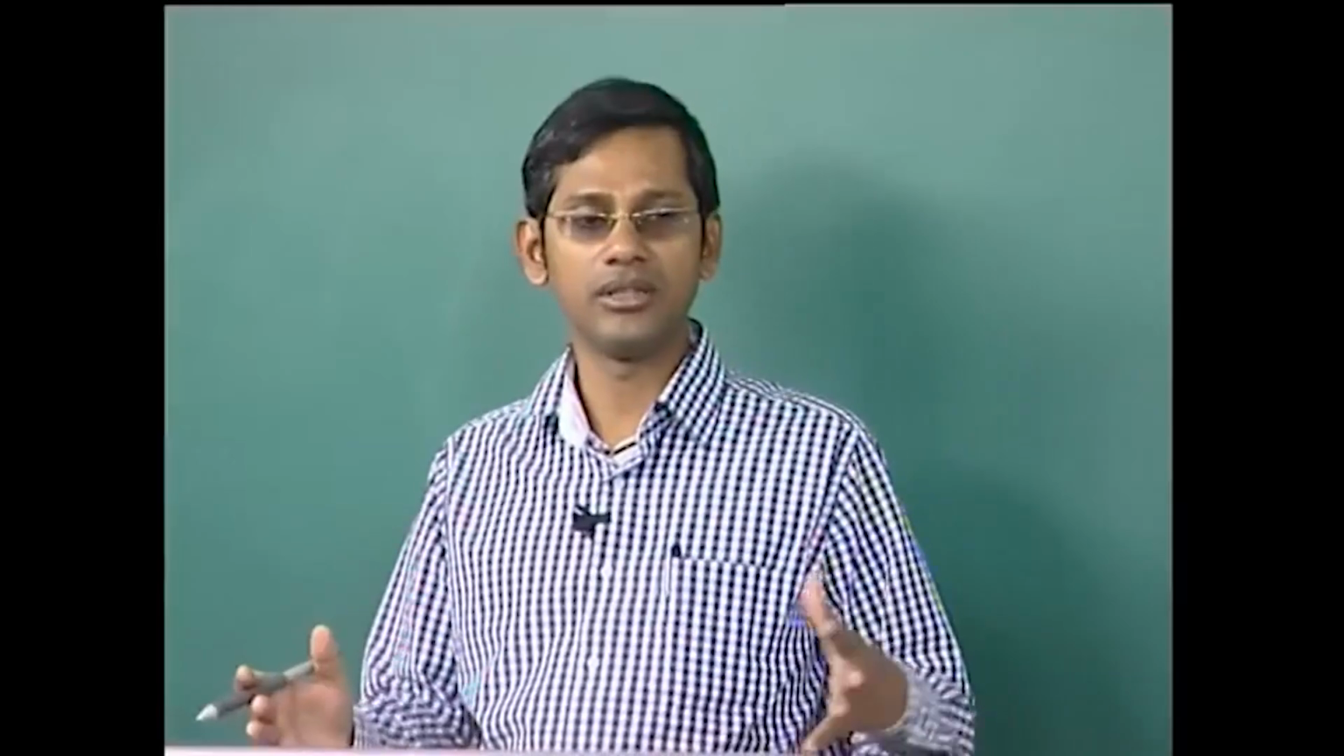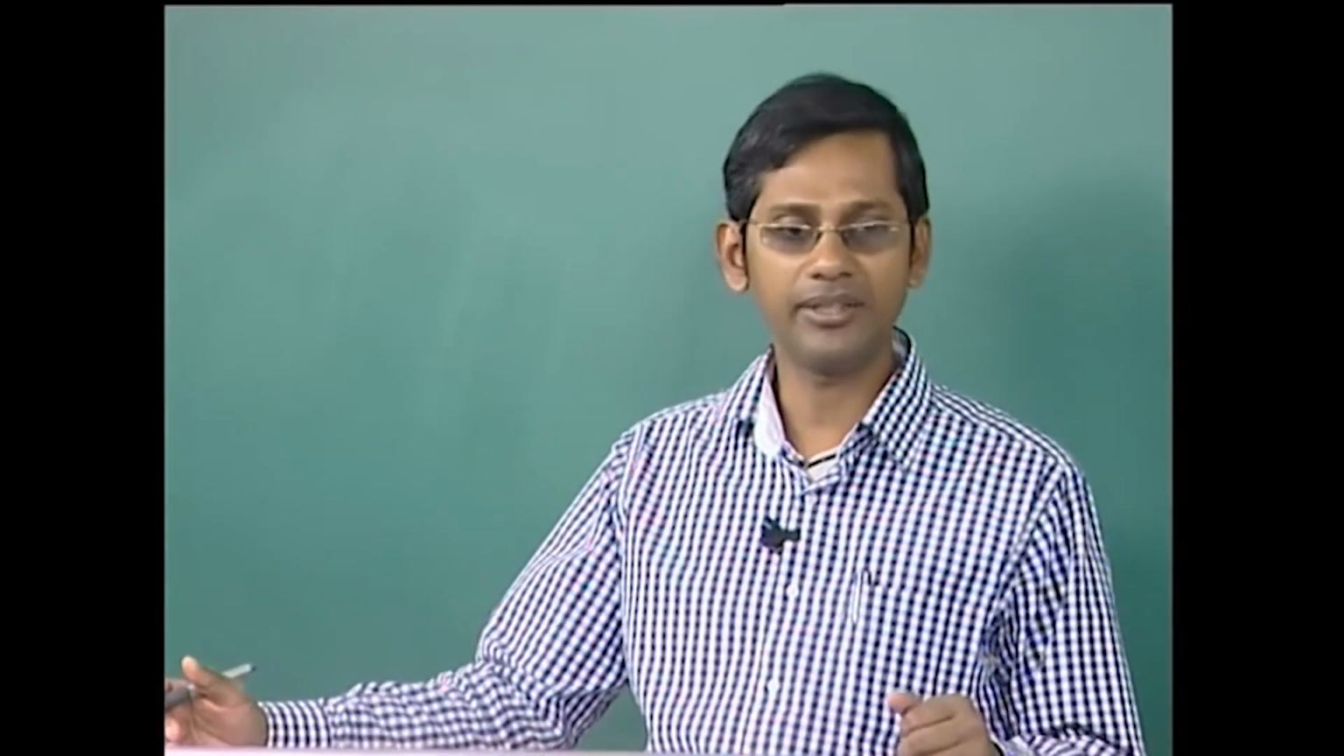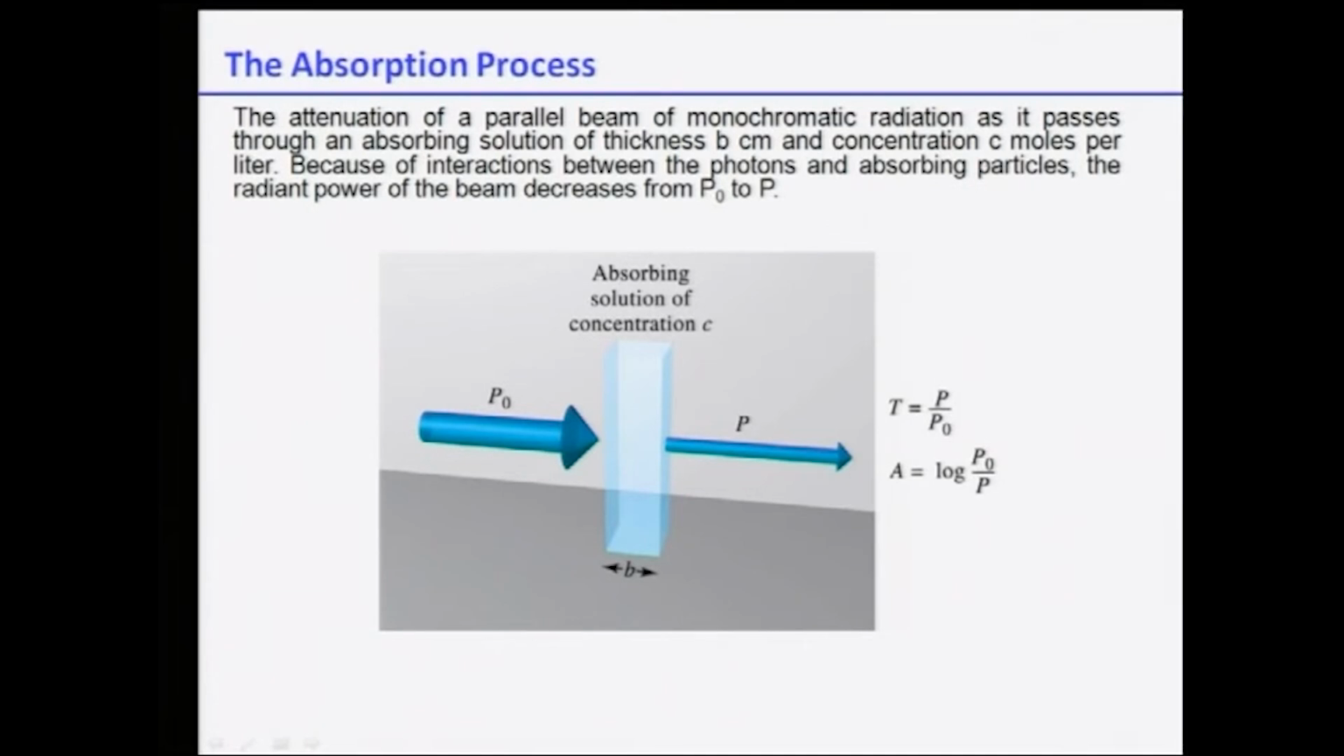Obviously, in a solution or in a material, if it is not 100% pure, there will be concentrations of different kinds of species present. The attenuation of energy, that means how much will be absorbed, how much will be emitted, how much will be photoluminescence, will depend on the concentration of the absorbing molecule and also the path length. So, how can we show this? Schematically, this can be shown like this.